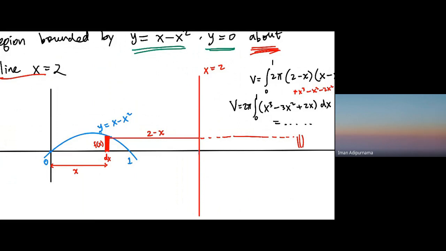Before we move, any questions on the shell method? Okay. So basically, chapter 6 is area between curves. That's the first one. Then volume, the disk method, and cylindrical shell.